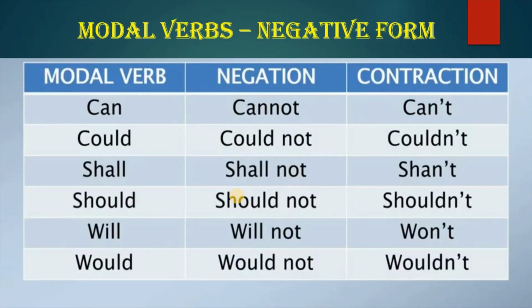Now next, let us see some negative forms of modal verbs. Here, modal verbs can, negative form cannot, contraction can't; could, could not, couldn't; shall, shall not, shan't; should, should not, shouldn't; will, will not, won't; would, would not, wouldn't.